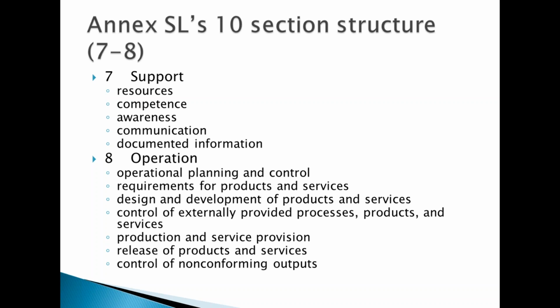We have determining requirements. We have designing products. We have what they call externally provided processes, products, and services. You can think of that as purchasing. Production and service provision, this kind of large section where we talk about controlling what we do, kind of the primary activity. Release of products and services, and then control of non-conforming outputs.